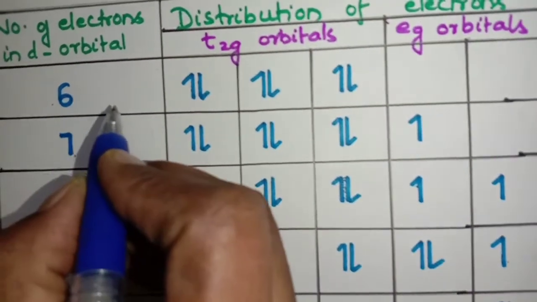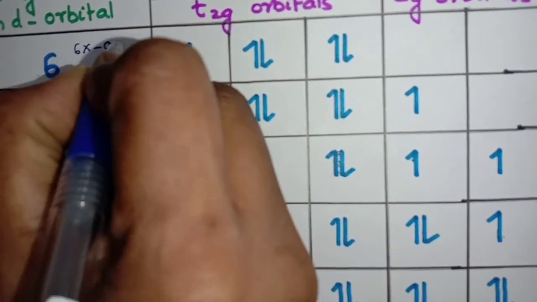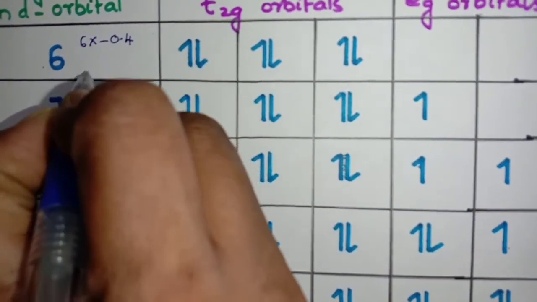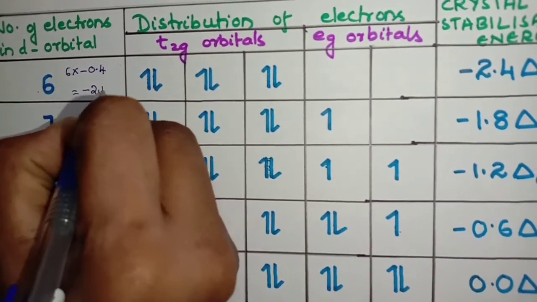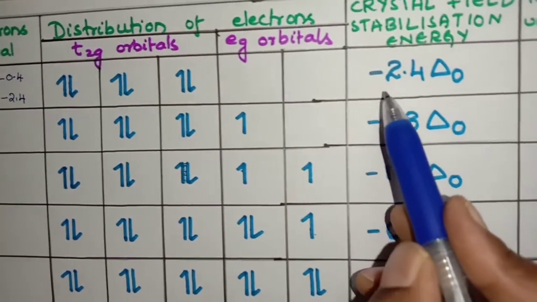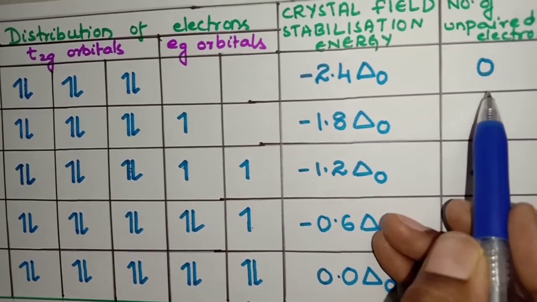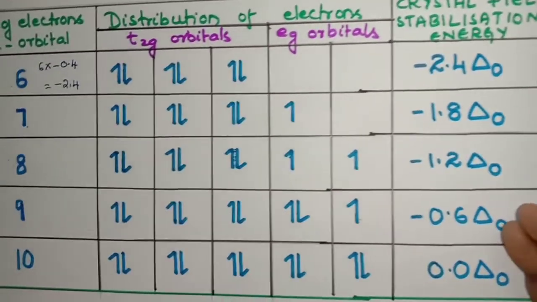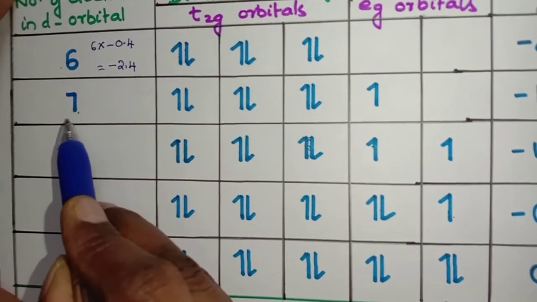So what would be its CFSE? 6 into minus 0.4. It is equal to how much? 6 into 0.4, minus 2.4. Therefore, its CFSE is minus 2.4 delta O units. Number of unpaired electrons is 0. Okay, students? Clear?